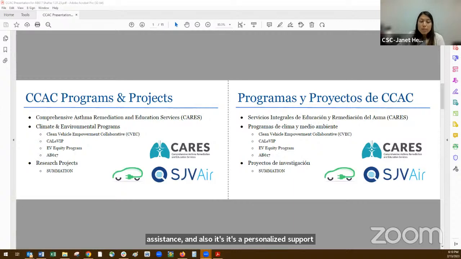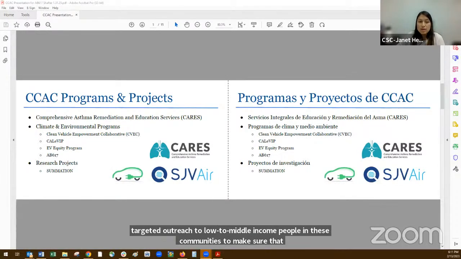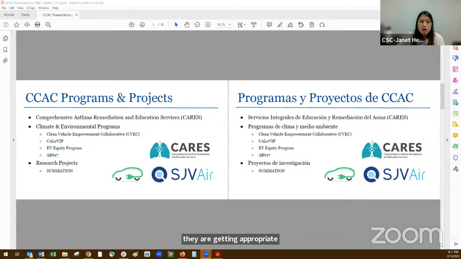So the Clean Vehicle Empowerment Collaborative is a group of CBOs, community-based organizations across the San Joaquin Valley who work in their counties to do targeted outreach to low to middle income people in these communities to make sure that they are getting appropriate education on the benefits of electric vehicles, and talking about myths that people have about electric vehicles and connecting them to our EV equity program.